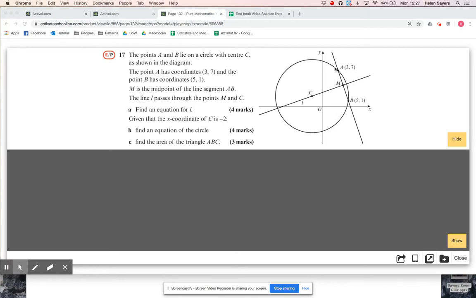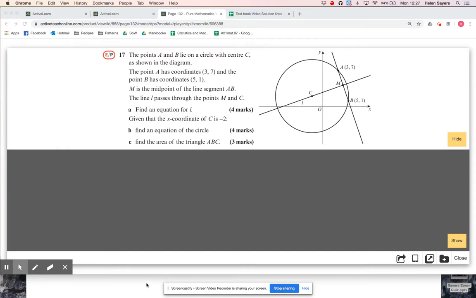Okay, so I've got a nice diagram. So we've got a circle. We are not told the centre. They come on to that a bit later in the question. We are told about A and B. And we are told that that is the midpoint and it passes through the centre.